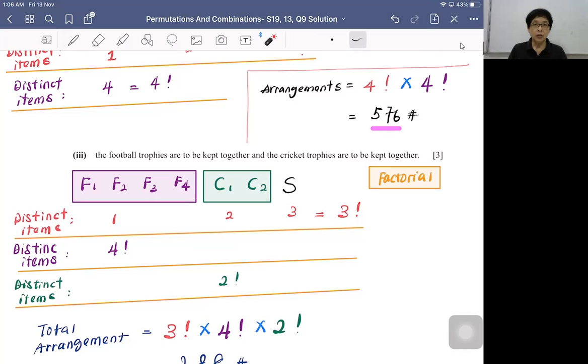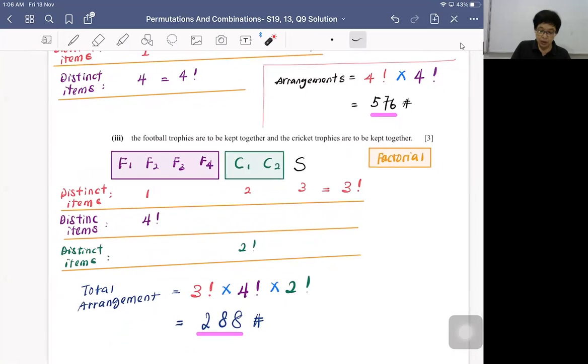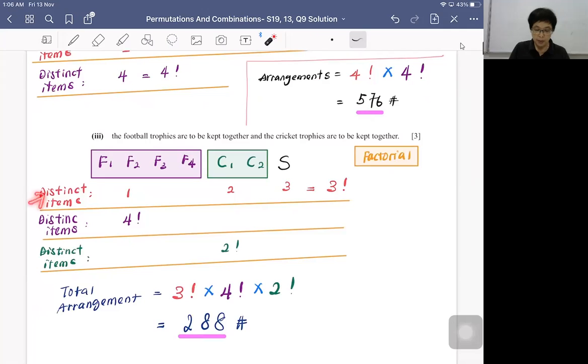Therefore, now you use the same logic. First step, after bundling up the football trophies and grouping the cricket trophies, together with the 1 swimming trophy, you will have 3 distinct or different items to juggle around. And that gives you 3 factorial.